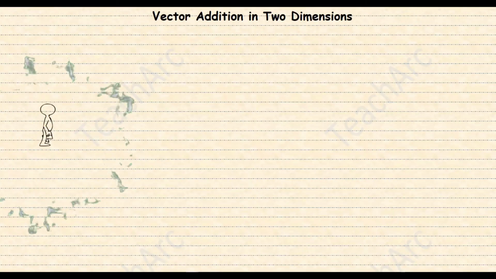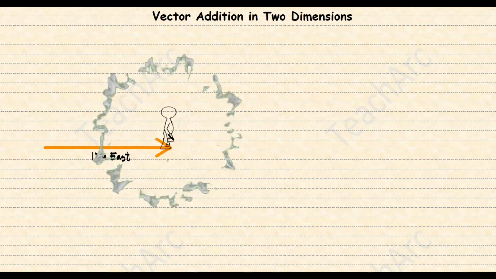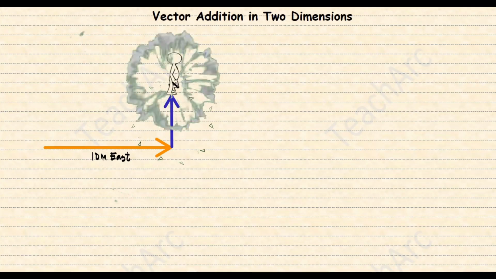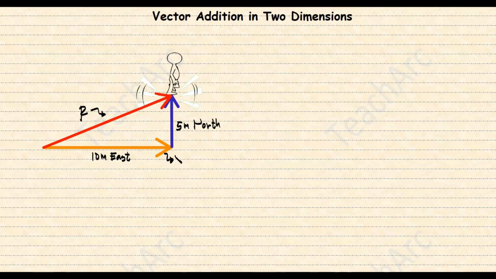Let's start analyzing vectors in 2 dimensions by looking at the motion of a boy who walked 10 meters to the east and climbed 5 meters north. The resultant vector traces the shortest possible distance between the starting point of the motion and to where it ends. Now look, upon combining the head and the tail of the 2 vectors, we notice an angle of 90 degrees.